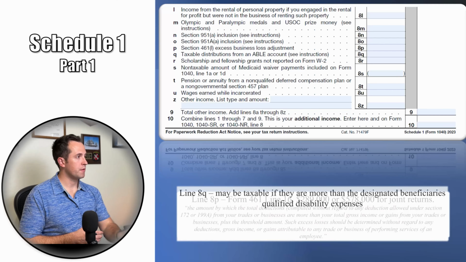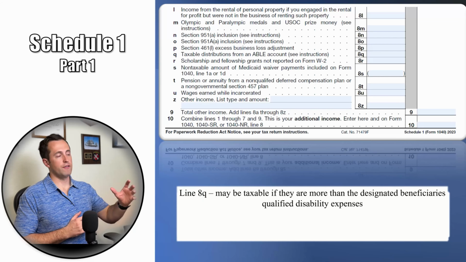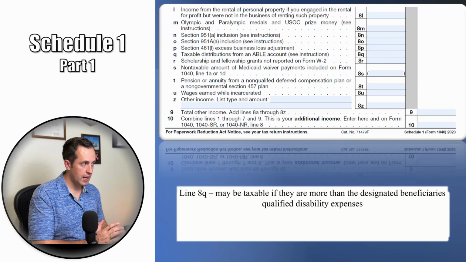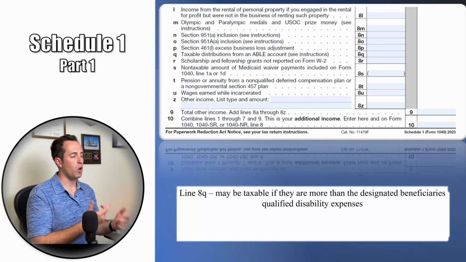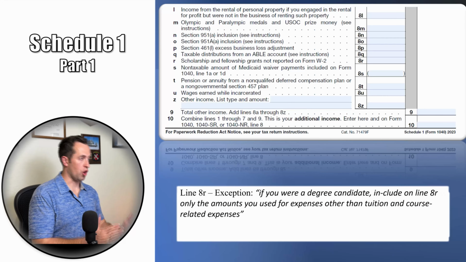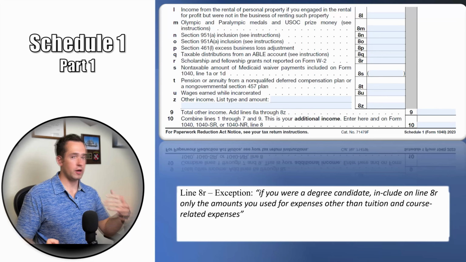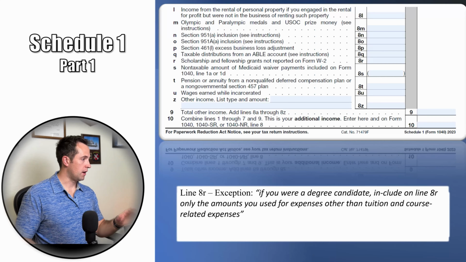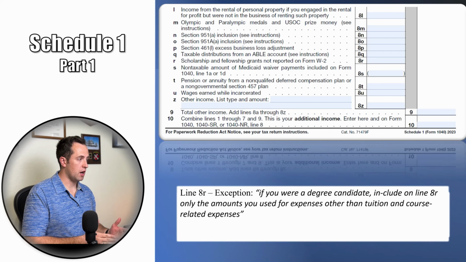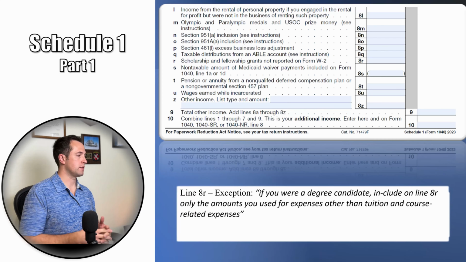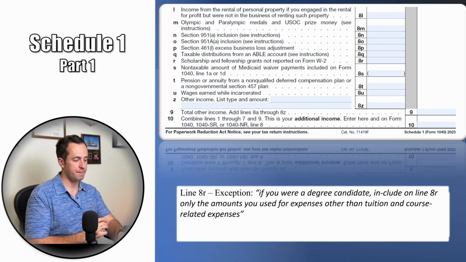Now, moving on from 8P, we're going to 8Q, taxable distributions from an ABLE account. Basically, if you are pulling money from an ABLE account, it might be taxable if the amount pulled out is more than the designated beneficiary's qualified disability expenses. 8R. These are scholarships and fellowship grants that are not reported on your Form W-2. Basically, you have to report them and you're going to pay taxes on them, with the exception of if you were a degree candidate. Include on line 8R only the amounts used for expenses other than tuition and course-related expenses. So basically you are not going to be putting those things in there. It'd be like room, board, food, things like that.